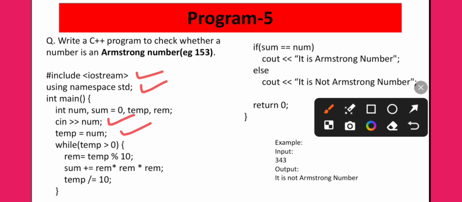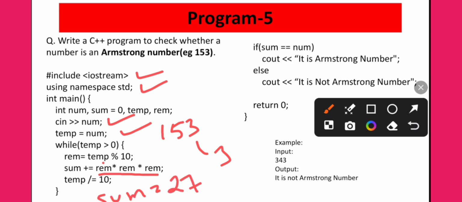While temp is greater than 0, we find the remainder by dividing the number by 10 and taking the remainder. For example, if we have 153, we will have the remainder 3, meaning we are separating the 3. Then we find the cube by multiplying the remainder 3 times. Then, for example, initially the sum will be 27.